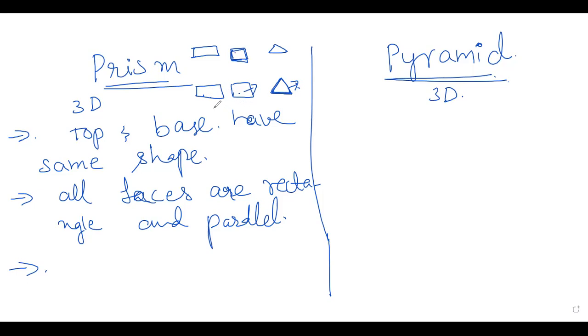Okay, this is about prism. Okay, top and base have the same shapes. Here, this is also, it has a single base.